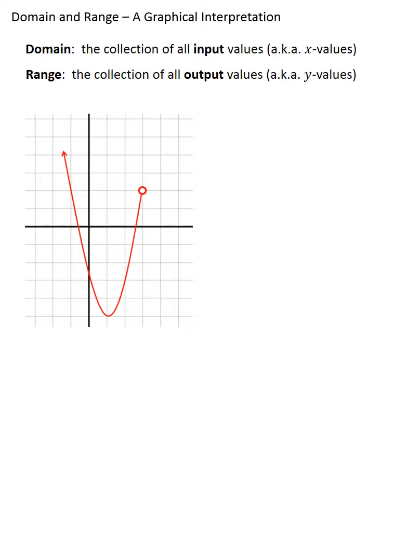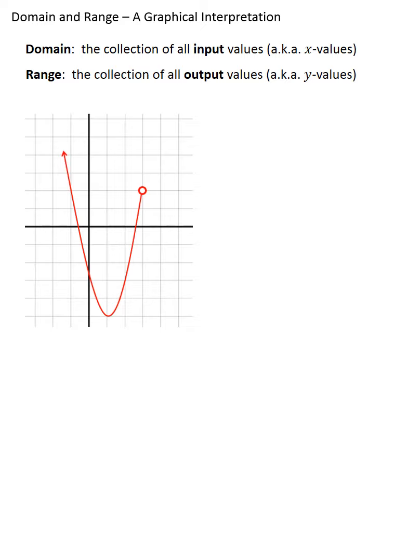So, I want the domain of this function, which is the collection of all inputs, or x values. Well, what x values are represented in this graph? Does this function contain a point that has an x value of 3? Well, no, it doesn't, as represented by the open circle. Does this function contain a point whose x value is 4, or 5, or 1,000,000? Well, no to all of those, because there are no points on this graph whose x-coordinates are 4 or 5 or anything higher than that.